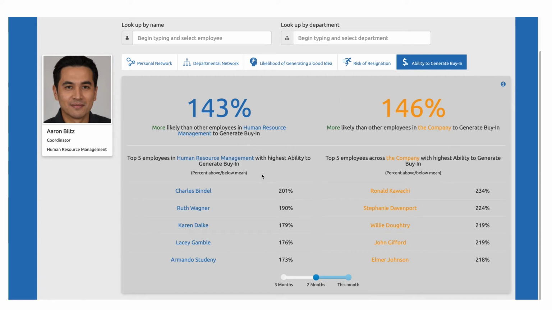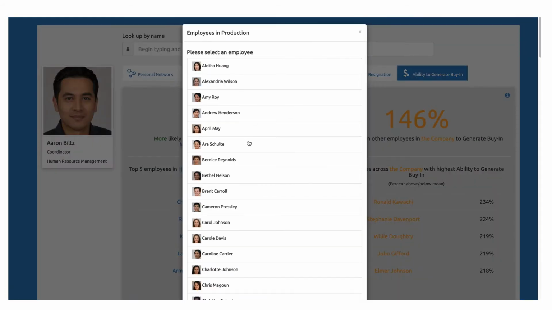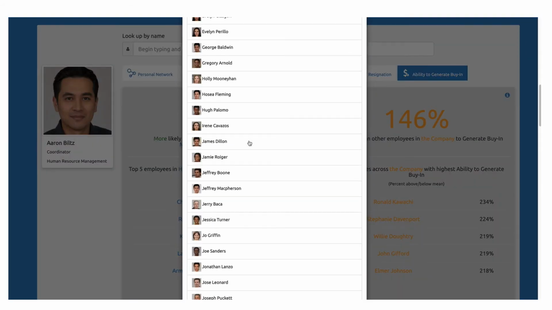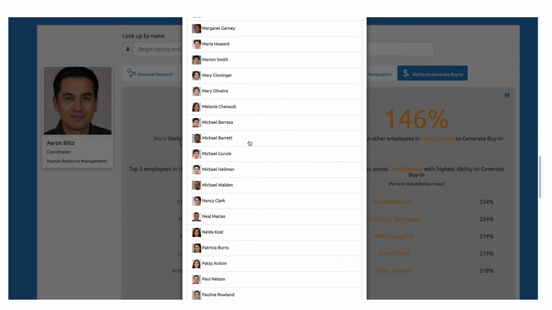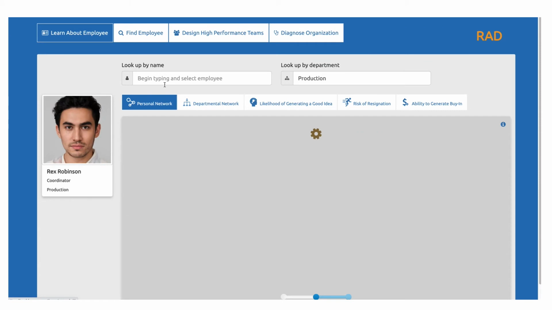We can also see who are the 5 with the highest ability to generate buy-in in his department and across the company. RAD also enables us to look up people by their department. Click on the Look Up by Department button and type Production to see the names of employees in production. You can look for Rex Robinson and click on his name. We can now evaluate Rex just as we previously did with Aaron.